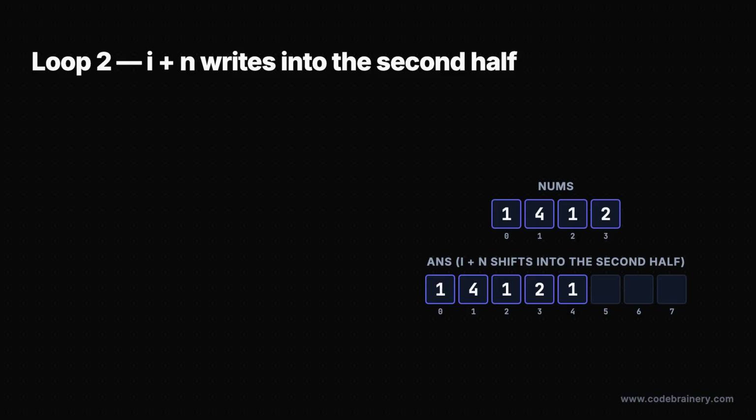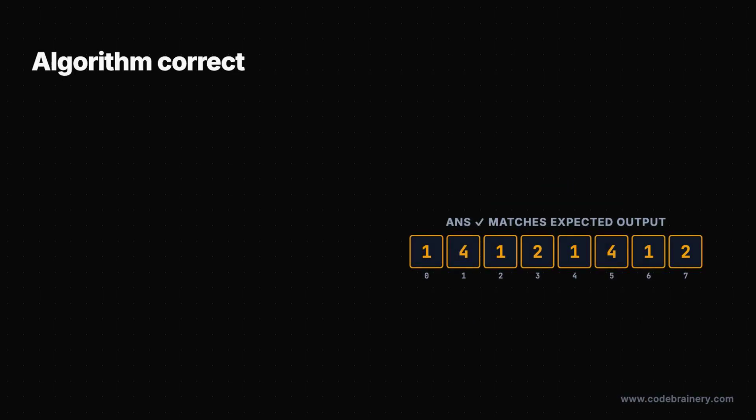The counter resets to 0. But now we write to the offset position, which is position 4. Same value, 1. When the counter is 1, position 5 gets a 4. Counter 2, position 6 gets a 1. Counter 3, position 7 gets a 2. Every iteration writes into the second half. Final result: 1, 4, 1, 2, 1, 4, 1, 2. Matches the expected output. The algorithm is correct.